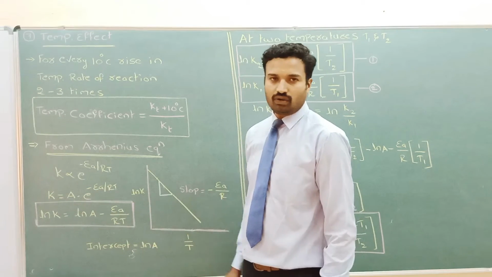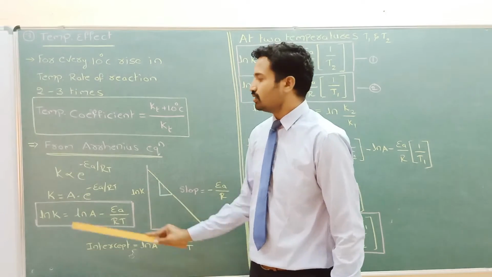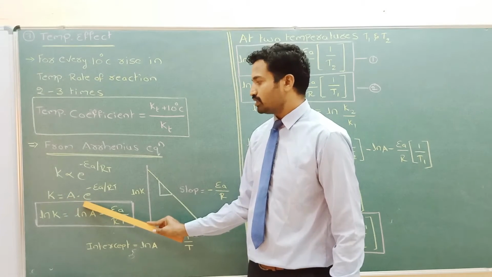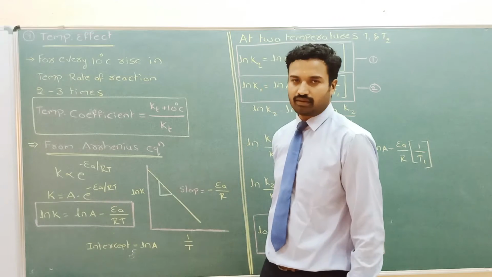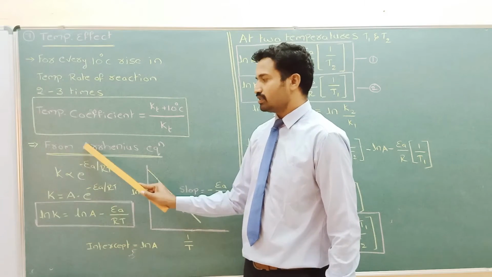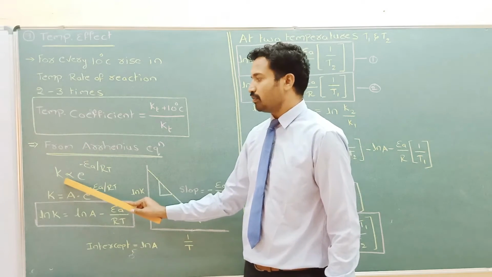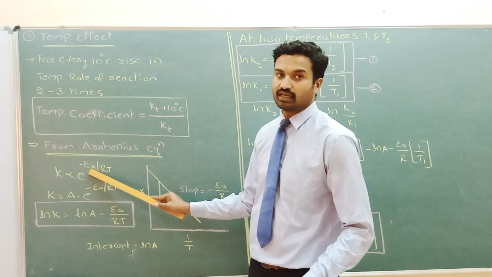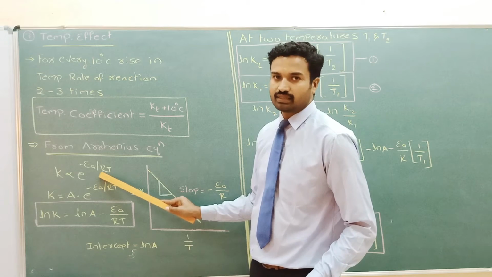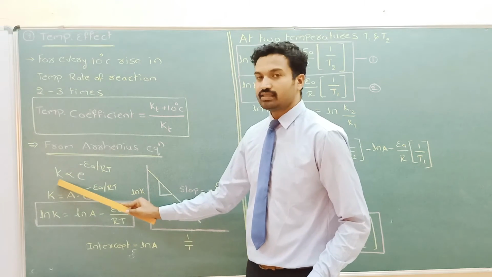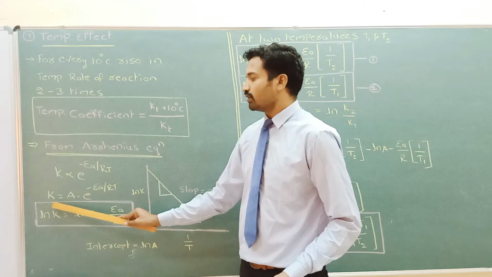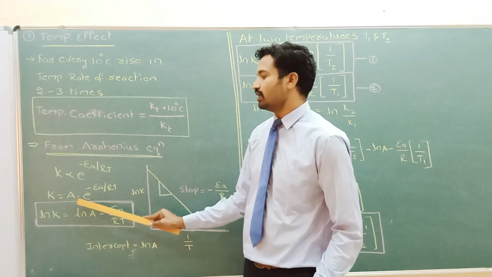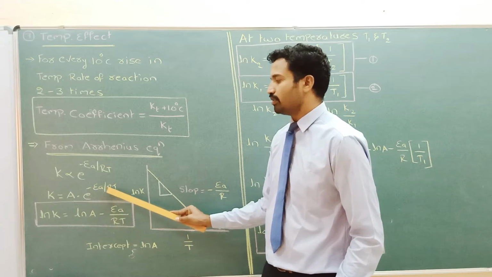This was proposed by Arrhenius. So K is equal to the Arrhenius constant A times exponential to the power of minus Ea by RT. Here Ea is the activation energy, R is the gas constant, T is the temperature, and K is the rate constant. A is the proportionality constant, the Arrhenius constant.